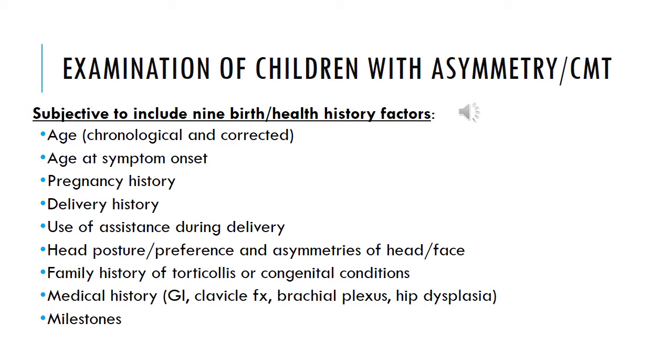You'll want to know the age of onset of the asymmetry. So when did the parents, caregivers, or physicians notice the torticollis or the asymmetry present in the child? And that's also going to help with being able to differentiate between acquired torticollis and congenital muscular torticollis, which also will help drive the prognosis as it relates to the plan of care.